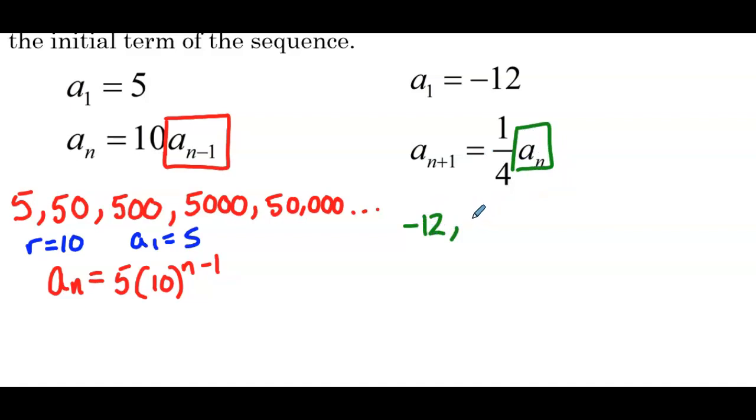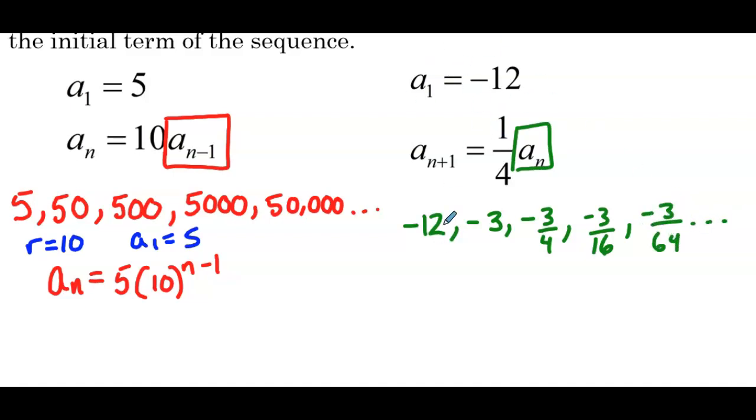So multiply by 1/4, we would get negative 3. Multiply by 1/4 again, we'd have negative 3 over 4. Multiply by 1/4, negative 3 over 16. And by 1/4 again, negative 3 over 64. Those would be the first 5 terms of the sequence.